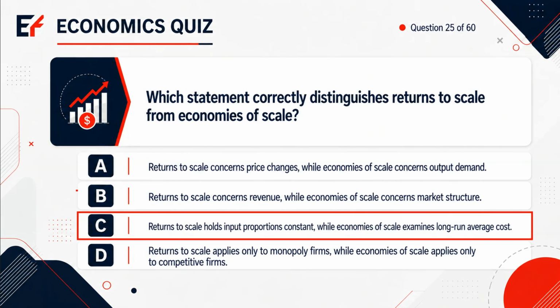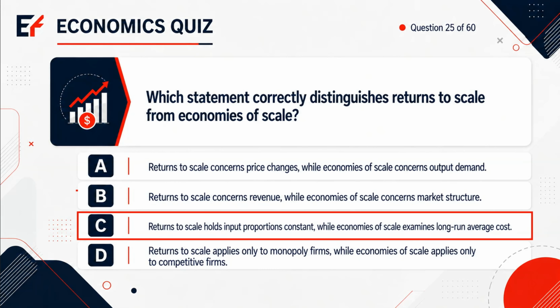Let's separate the two ideas. Returns to scale examines how output changes when all inputs increase proportionally while their relative proportions remain constant. Economies of scale, however, examine how long-run average cost changes as the scale of output increases. Therefore, returns to scale is a production concept, whereas economies of scale is a cost concept.